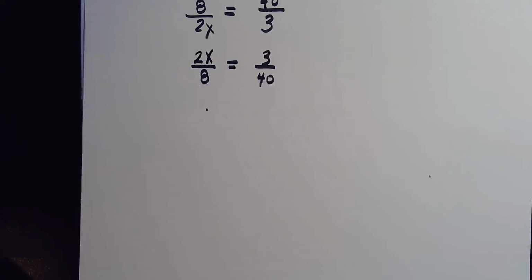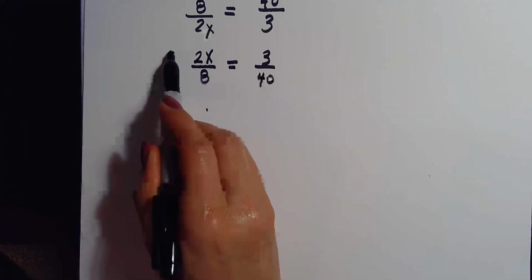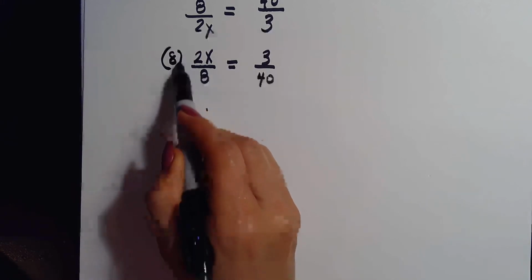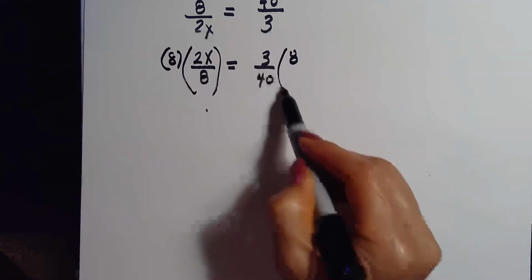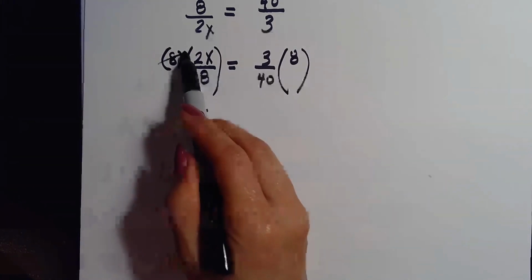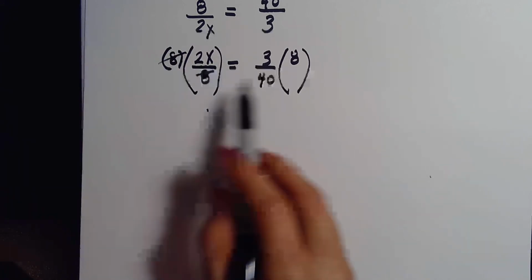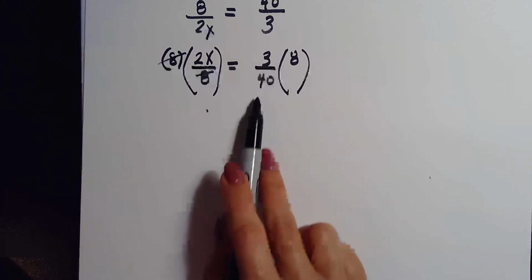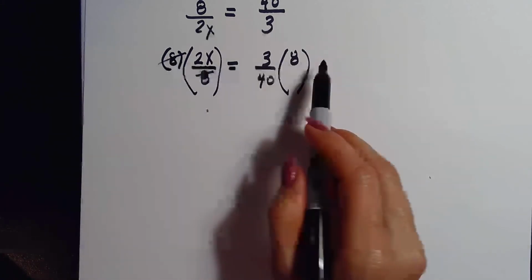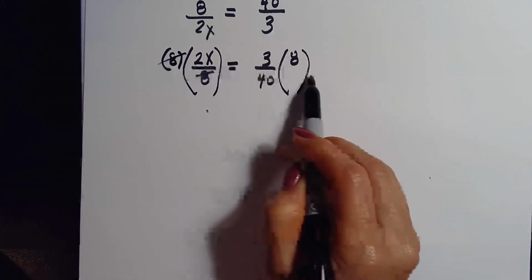Okay, so now you want to get rid of the 8 here, right? So I'm going to multiply both sides of the equation by 8, right? And so the 8's will cancel here. And when you multiply by 8, when you have a fraction like this one on the side, you're really multiplying by 8 over 1, right?